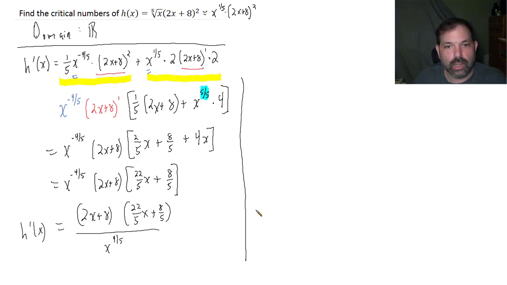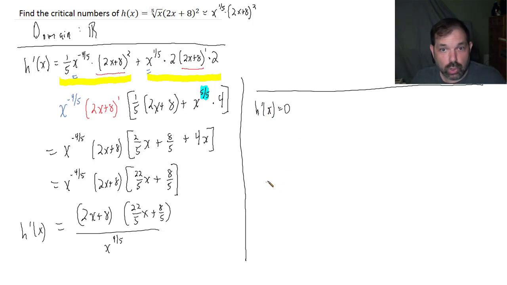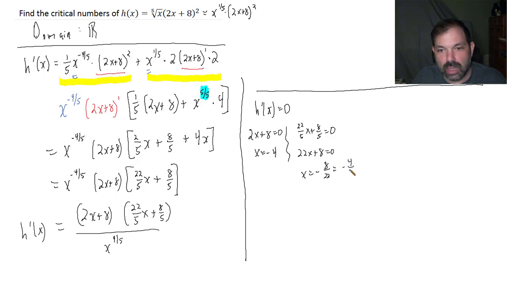All right, so now where is the derivative equal to 0? Where is h prime of x equal to 0? Well, if the derivative is equal to 0, then the numerator would equal 0. So 2x plus 8 equals 0. That implies then that x equals negative 4. 22/5 x plus 8/5 equals 0. Multiply by 5. 22x plus 8 equals 0. Subtract 8, divide by 22. X is negative 8 over 22. That's negative 4/11.